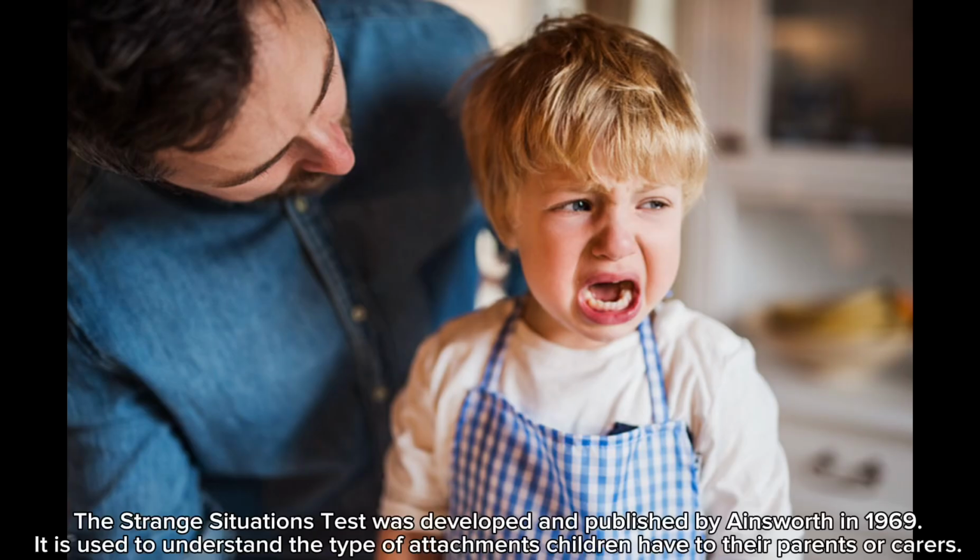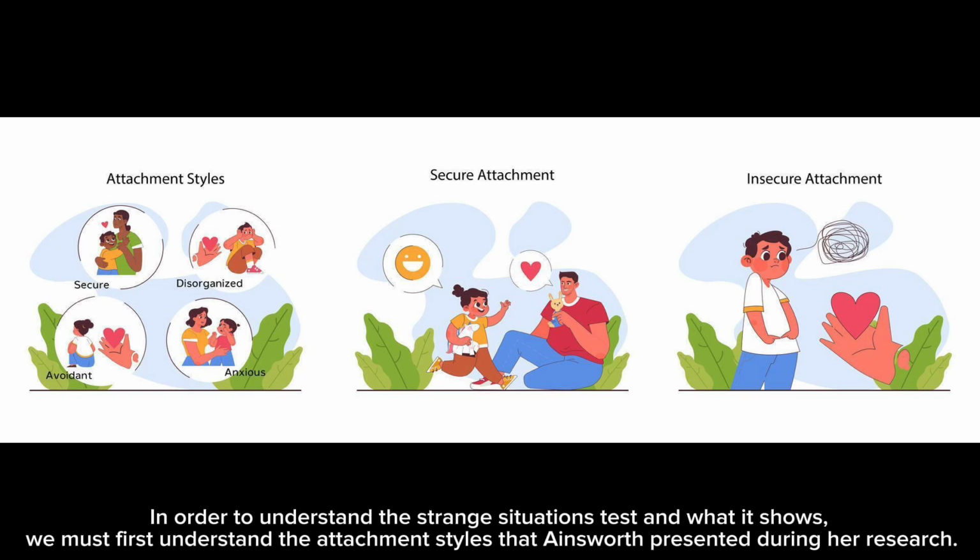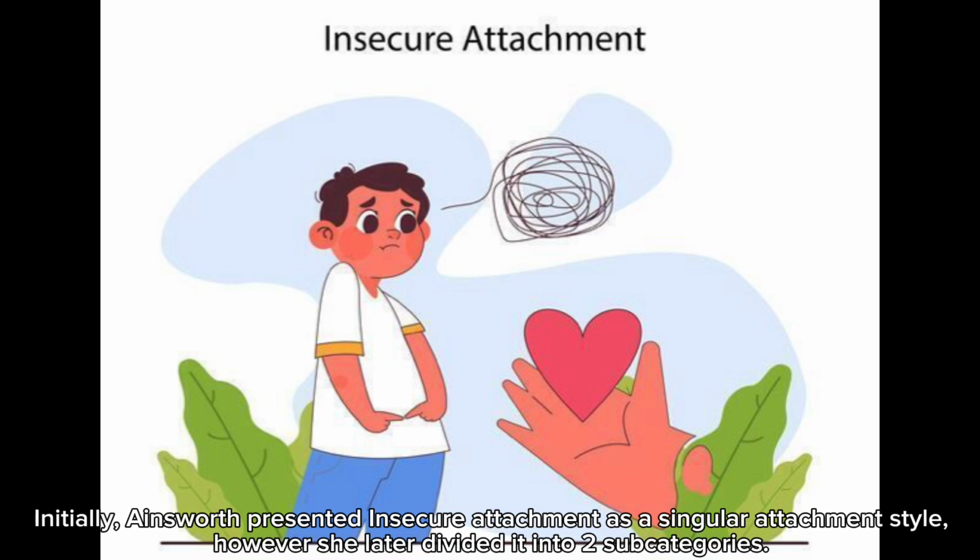The Strange Situations test was developed and published by Ainsworth in 1969. It is used to understand the type of attachments children have to their parents or carers. In order to understand the Strange Situations test and what it shows, we must first understand the attachment styles that Ainsworth presented during her research. Initially, Ainsworth presented insecure attachment as a singular attachment style. However, she later divided it into two subcategories.